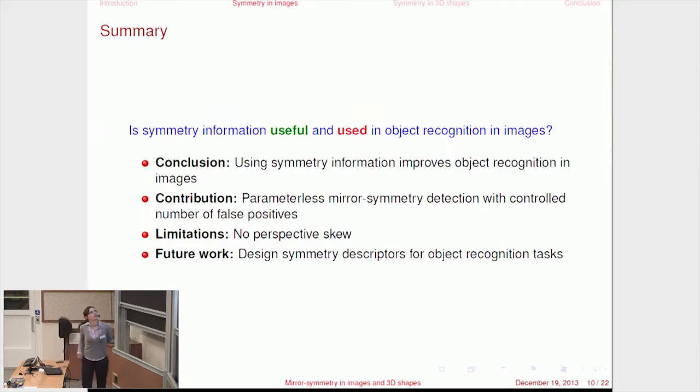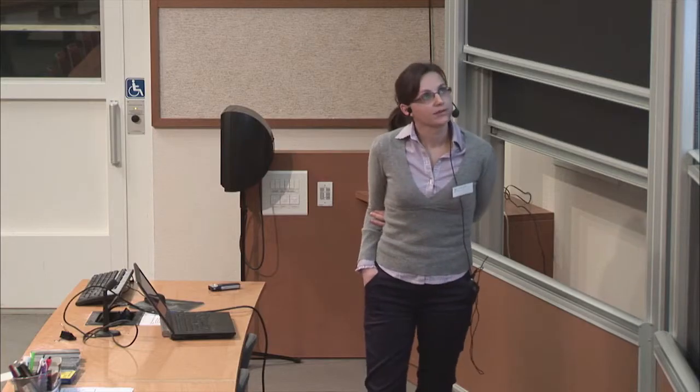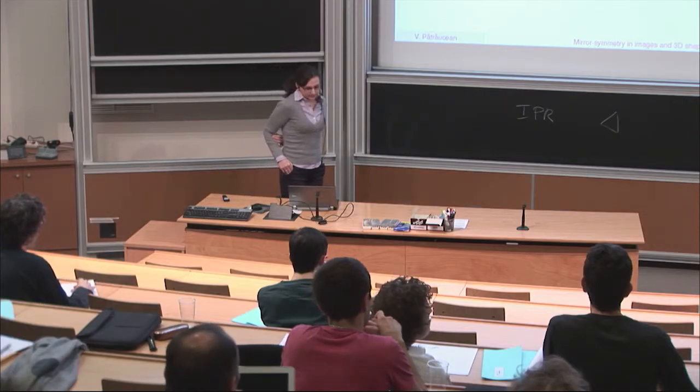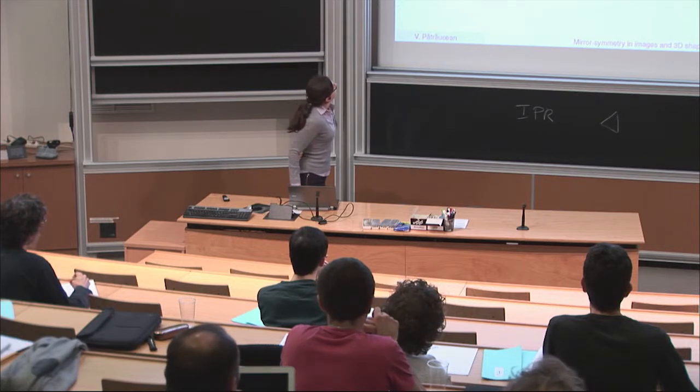Okay, so the question that we looked at in this first part of the talk is: is symmetry information useful and used in object recognition in images? And the answer is yes, it's useful, but the use is limited for now. And we proposed a method that controls the false positives. As I said, the current limitation is that we don't handle the perspective skew. And as future work, we have to design symmetry descriptors and include them in the object recognition tasks. Okay, so this is for the images.